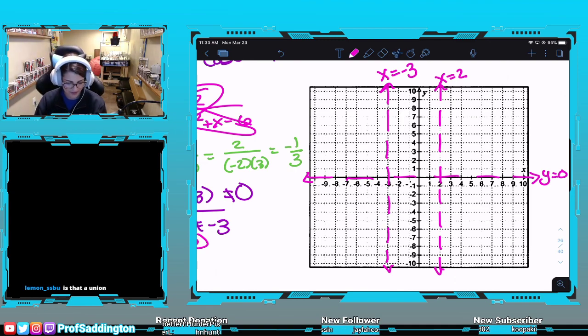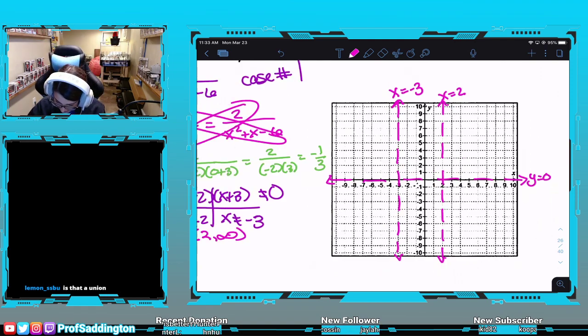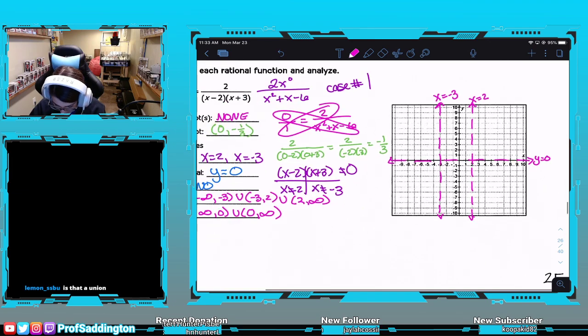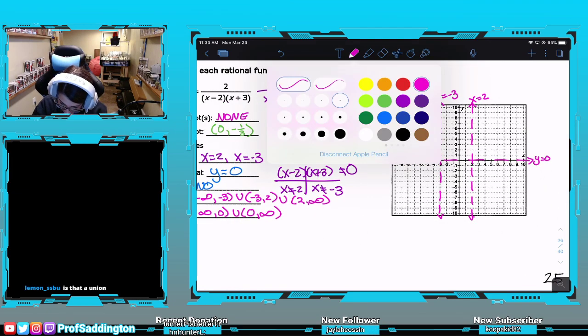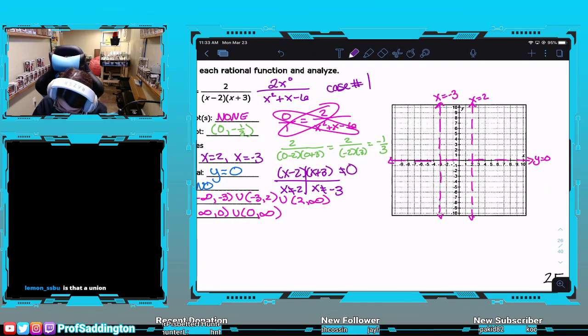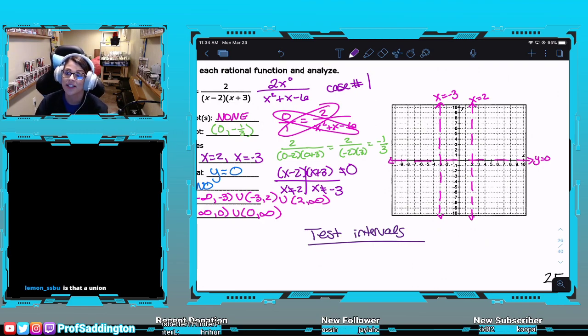So now you might be thinking, okay, cool. Well, what's the curve going to look like? Because you told me I'm not allowed to use my calculator. We're going to use something called testing intervals. And you won't always have to do testing intervals. We're going to see an example later on where we don't really need it.